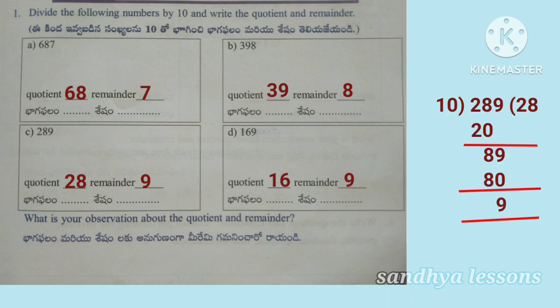C division. 289. By dividing 289 with 10, we get quotient is equals to 28 and remainder is equals to 9. D division. 169 divided by 10. By dividing 169 with 10, we get quotient is equals to 16 and remainder is equals to 9.